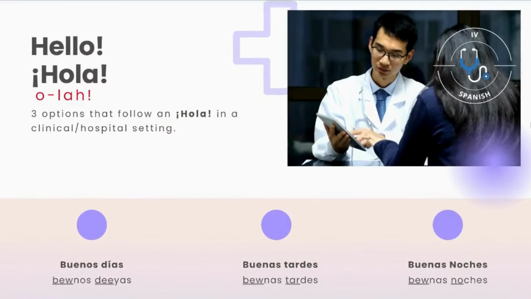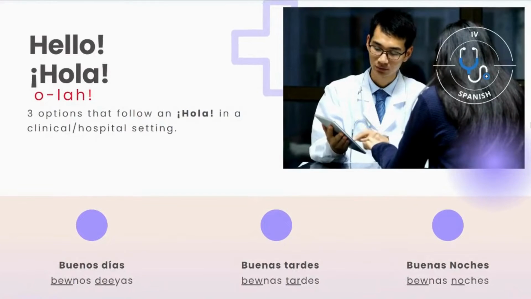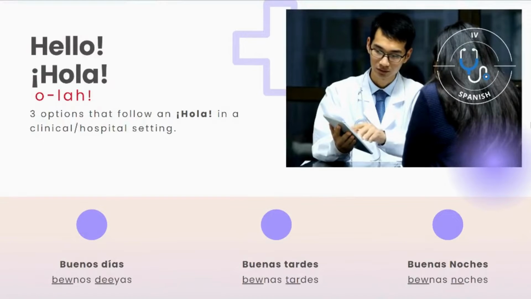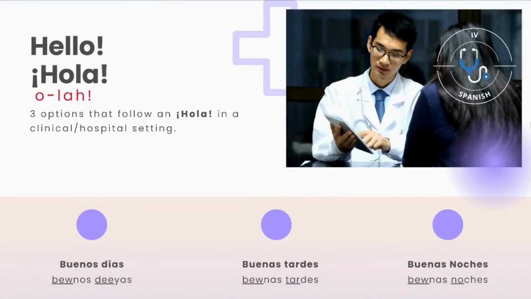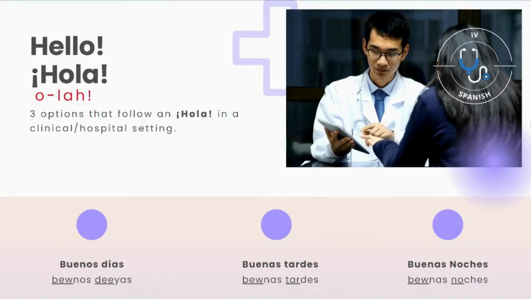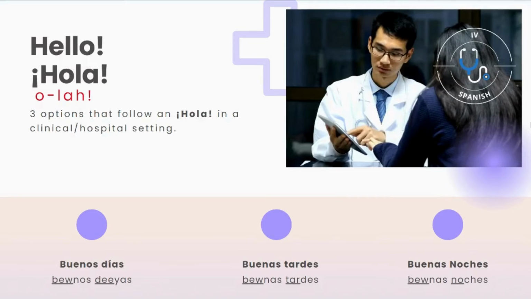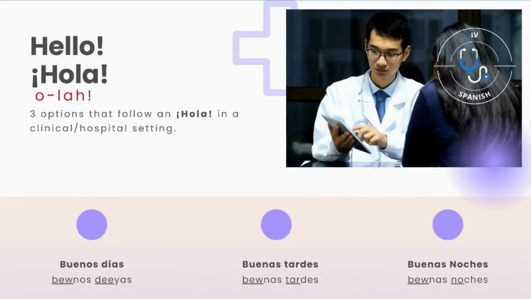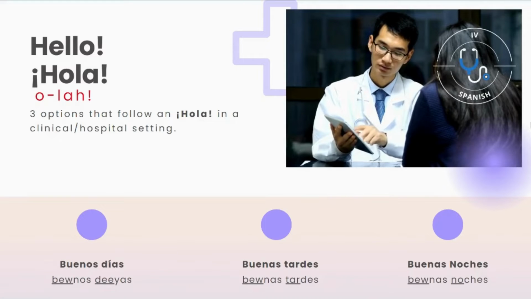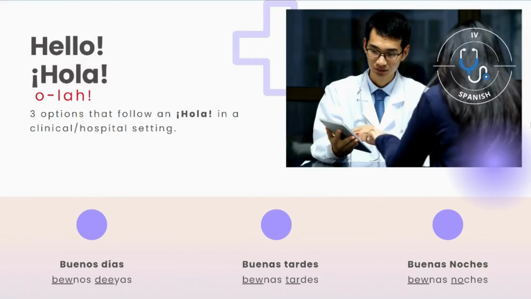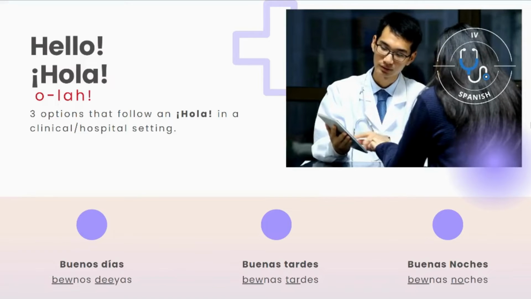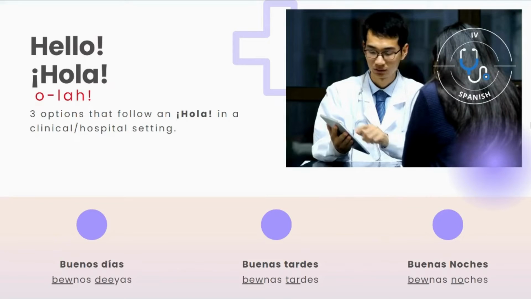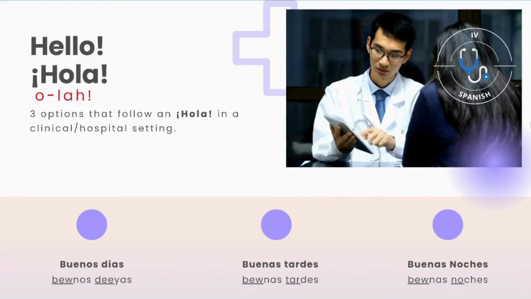Now, hello in Spanish, you may already know this. It's hola, hola. Emphasize the pronunciation at the end. Okay. Now, there's usually three options that follow an hola, which is good morning, good evening, and good night. And you have them at the bottom. Buenos días, you have the pronunciation as well. Buenas tardes for good evening, and buenas noches.